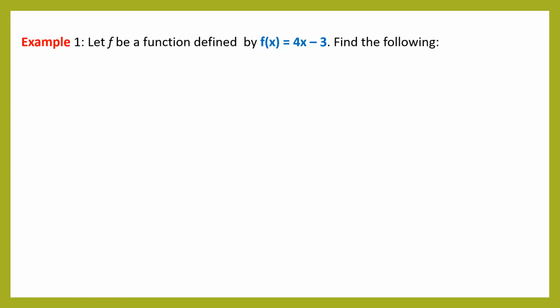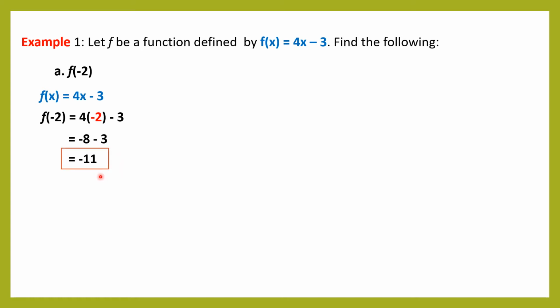For example, let f be a function defined by f of x is equal to 4x minus 3. Find the following. Letter A, f of negative 2. So let us use yung given na function. F of x is equal to 4x minus 3. So by substitution, we're going to substitute negative 2 into the given function. So we will have here 4 times negative 2, because this is now the value of x, then minus 3. Multiply 4 and negative 2. This is negative 8. You just copy minus 3. Then simplify, we will have here negative 11.